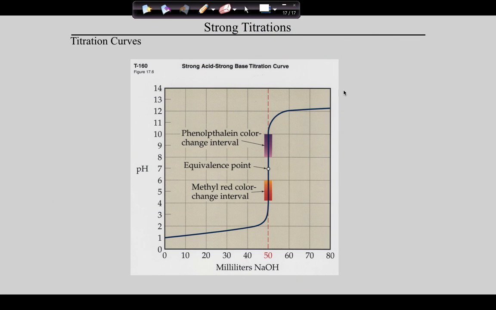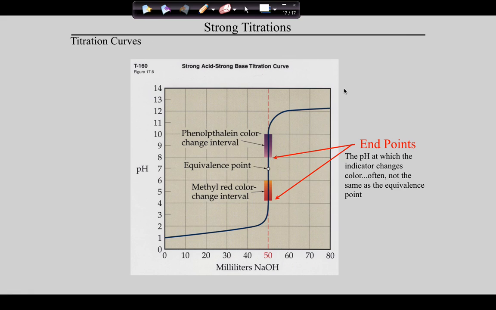And guys, it goes like this. These are what are called endpoints, and this is a term you need to know. Guys, when we do titrations, we're looking for the indicator to change color. We call that point the end point. It's the end of the titration. When the color changes, you are done. That's the end of the titration. So we call that the end point.